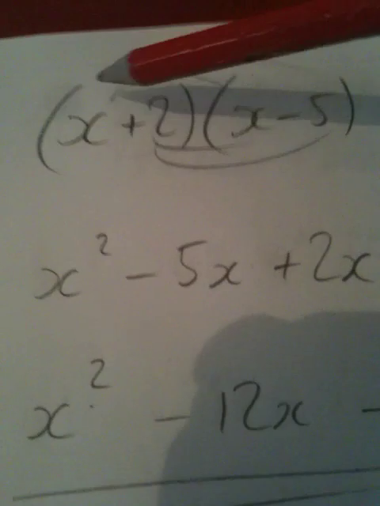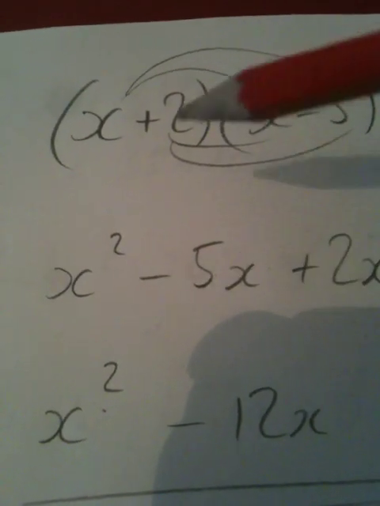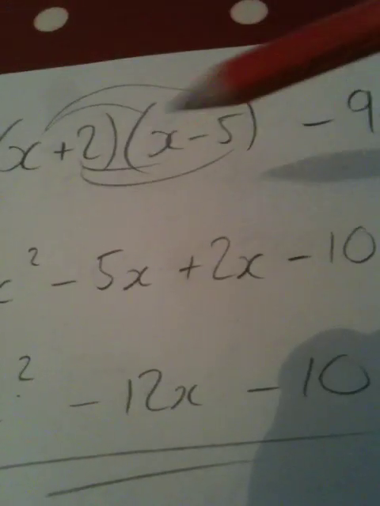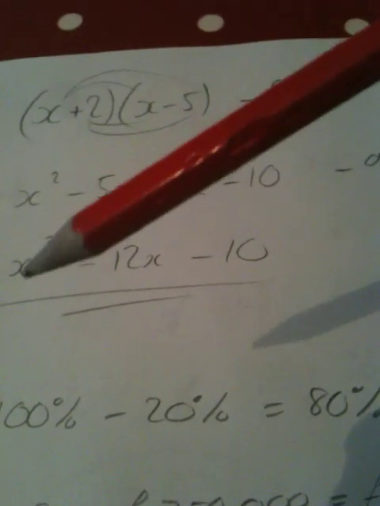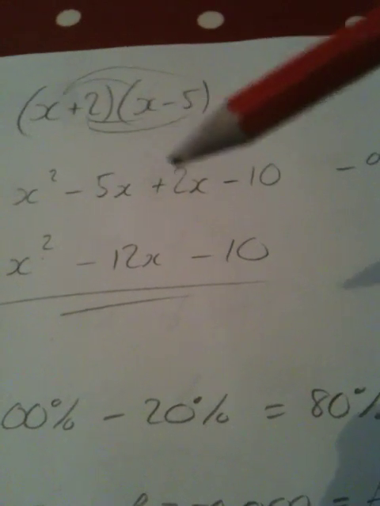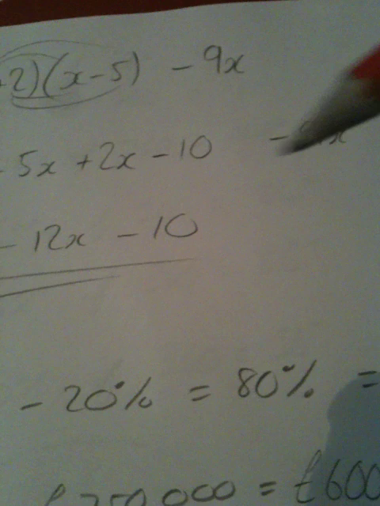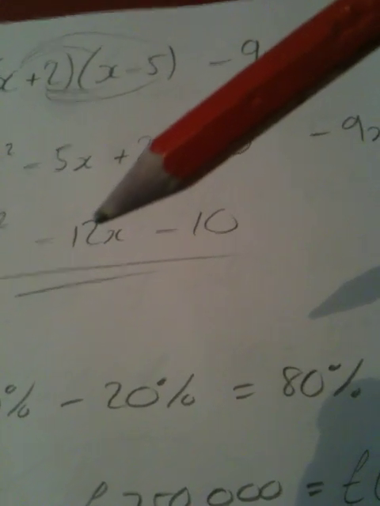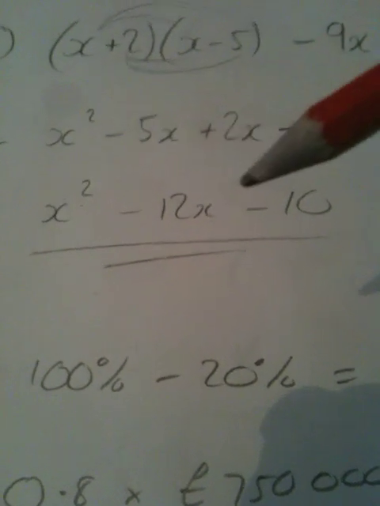So we have x times x is x squared, x times minus 5 is minus 5x, 2 times x is 2x, 2 times minus 5 is minus 10. Then we have to subtract the 9x, don't forget to do that. Then how many x squared? Just got x squared. Minus 5 add 2 is minus 3. Take away another 9x, minus 12x, or negative 12x, and we've just got minus 10 on its own. So x squared minus 12x minus 10.